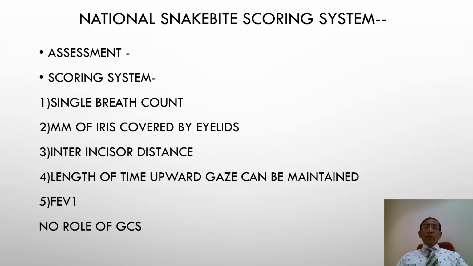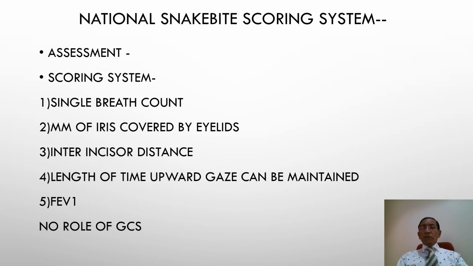Second is the millimeter of iris which is covered by the eyelid. As we have seen, ptosis is one of the common manifestations, and the upper lid starts covering the iris. So the millimeter of iris covered by the upper lid is one of the points in the scoring system. Then inter-incisor distance, then the length of time the upward gaze can be maintained by the child, and FEV1. These are the 5 points which tell us the severity of neurotoxic manifestation of the snakebite. There is no role of Glasgow Coma Scale.